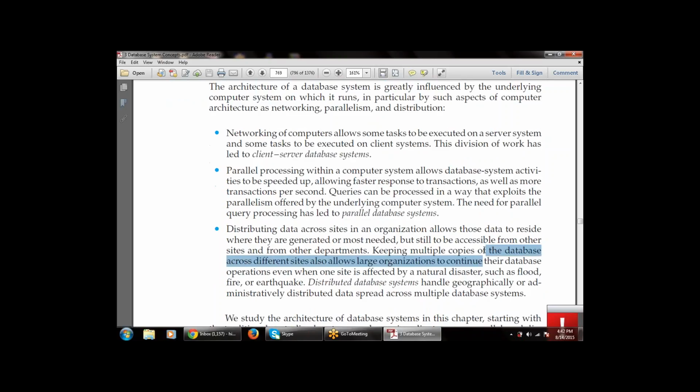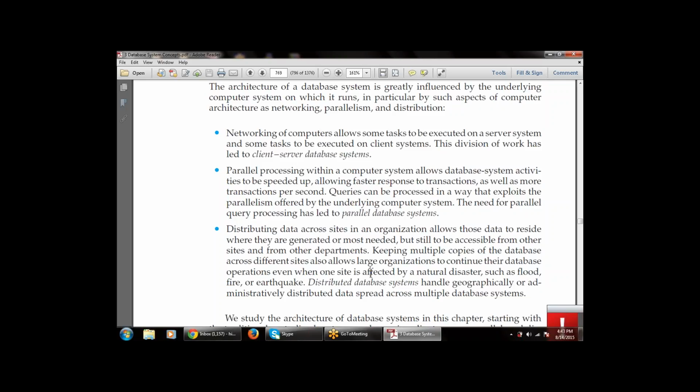Keeping multiple copies of the database across different sites also allows a large organization to continue its database operations even when one site is affected by a natural disaster. That means the data will be distributed among the various components, so that if one site fails, another site can continue, and we can access the data from the different sites that are available, despite events such as fire, flood, or earthquake.